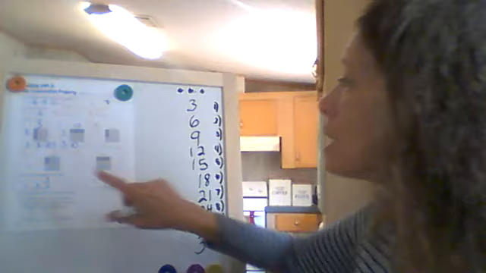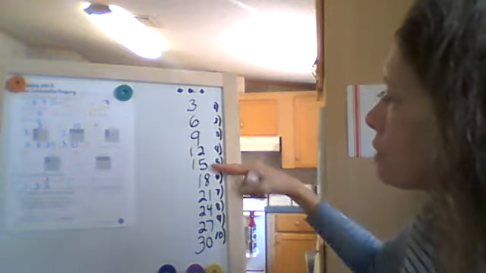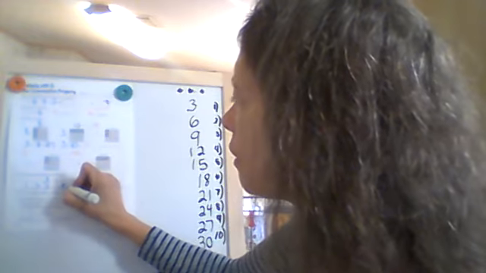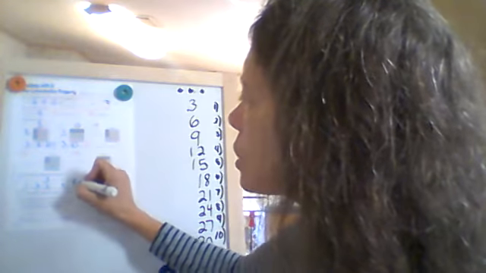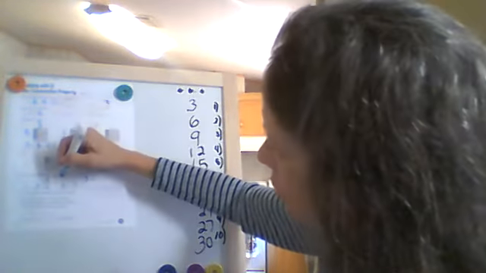Okay. The next one says 3 times 5 is what? 3 times 5 is 15. I'm going to use the commutative property and switch those around. 5 times 3. And I'll let you do the rest on that. Okay? These. This one.